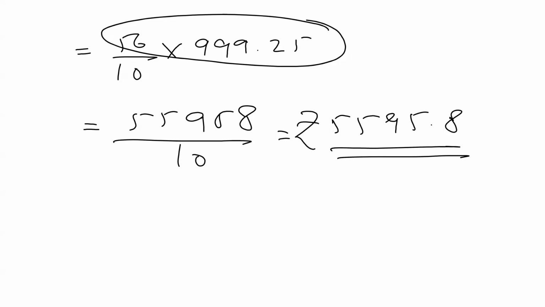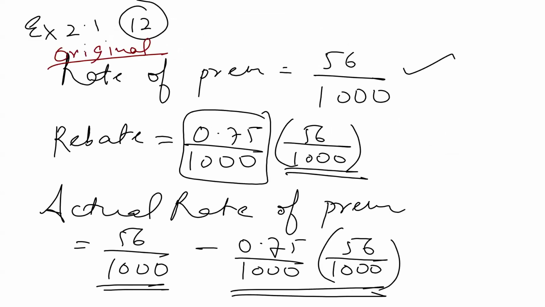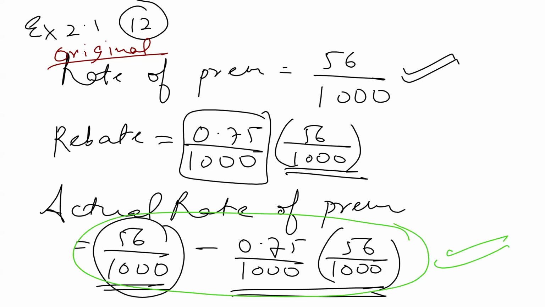So let us understand this very quickly once again. The original rate was given as 56 per thousand. Rebate is a kind of discount which is given. Because if the premiums are paid annually on time, then the customers are given certain discount, some benefits. So rebate is calculated on the original rate, right? And then the actual rate is equal to original rate minus the discount. So while calculating the premium on the policy value, we'll consider this as the rate, the actual rate, not the original rate.